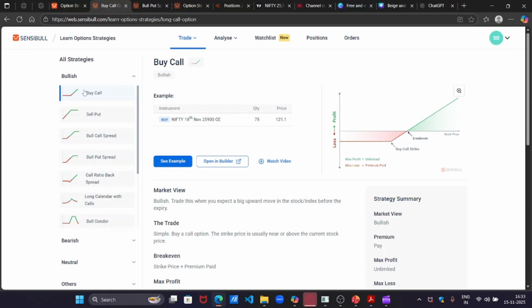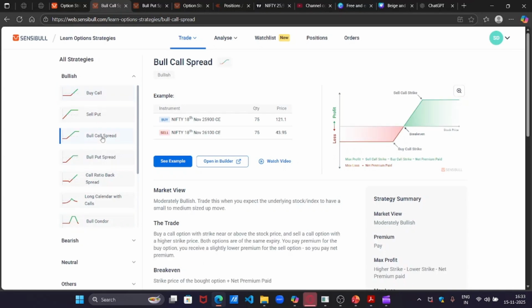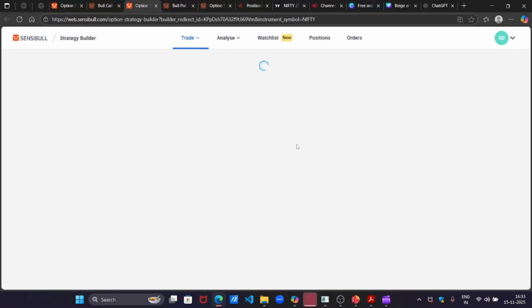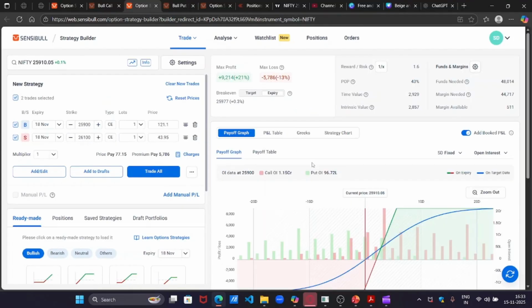So in bullish we have bull call spread. How do you identify it's a debit spread? See, you are buying at a higher price and selling at a lower price. So this is a debit spread, and this is biased upward, so it's a bull call spread. So if you go and see in builder, yeah, let's check that. So what we have done here is bull call spread.